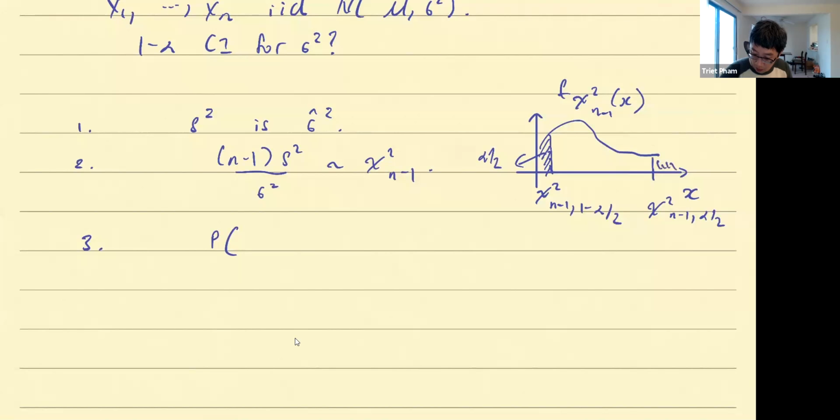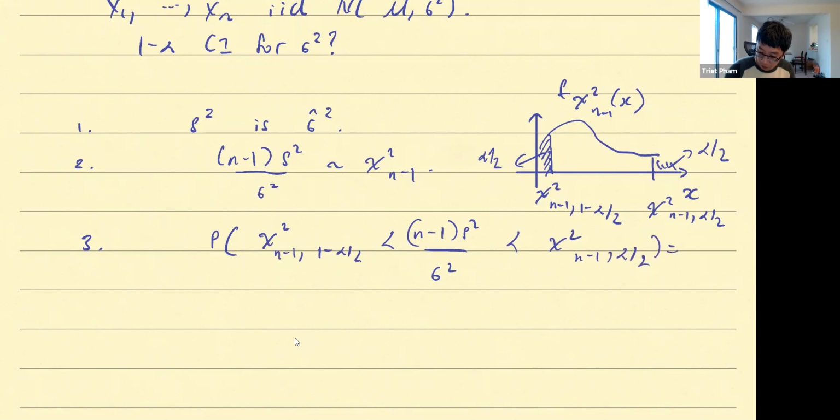Right, what you mean is the right area is alpha over 2, or the area in between is 1 minus alpha. To say that chi-square n minus 1, 1 minus alpha over 2, less than this, less than chi-square alpha over 2, is 1 minus alpha. Okay. So now you pivot.